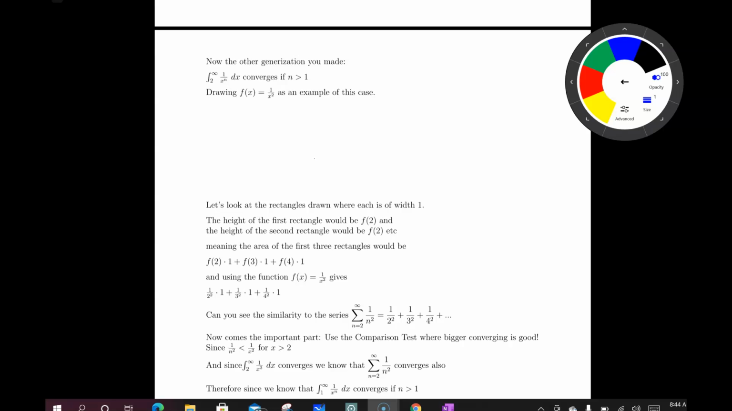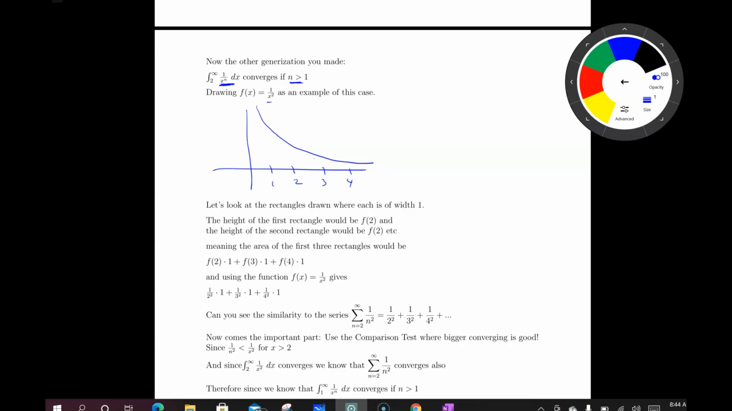Okay, so let's look at this other generalization you did, that this integral converges if n is bigger than 1. So let's use the example of 1 over x squared. This is the graph of 1 over x squared. Here's 1 and 2 and 3 and 4. I'm going to be using right-hand endpoints.